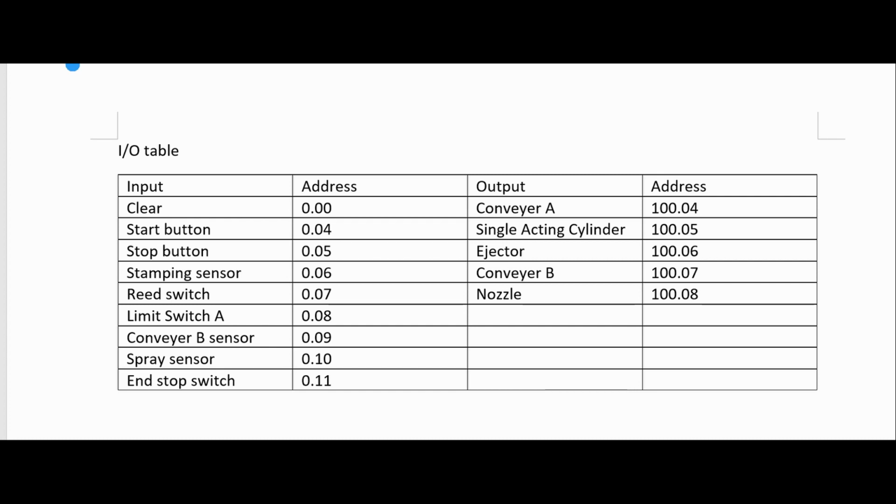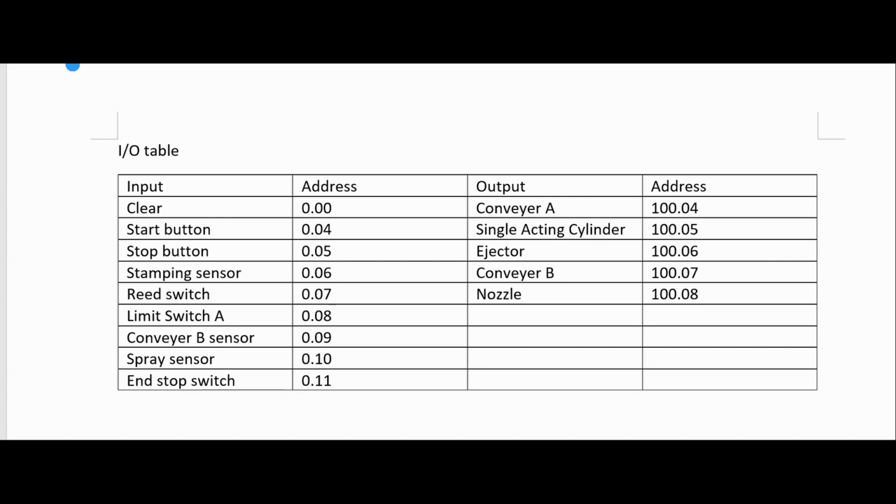read switch with address 0.07, limit switch A with address 0.08, conveyor B sensor with address 0.09, spread sensor with address 0.10, and end stop switch with address 0.11.